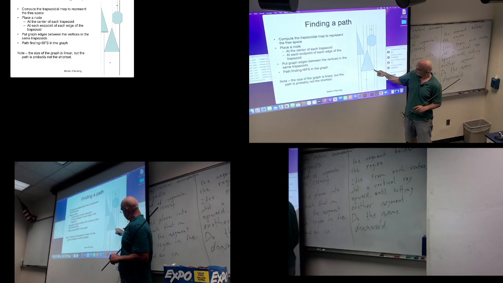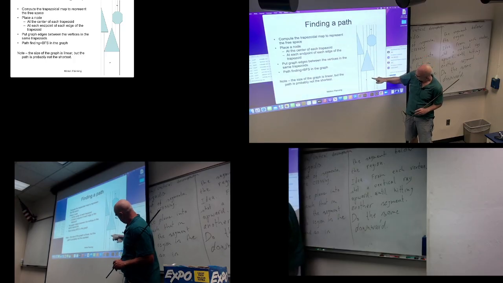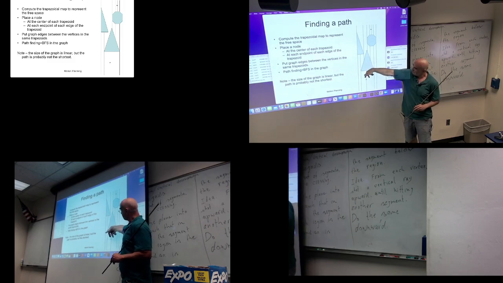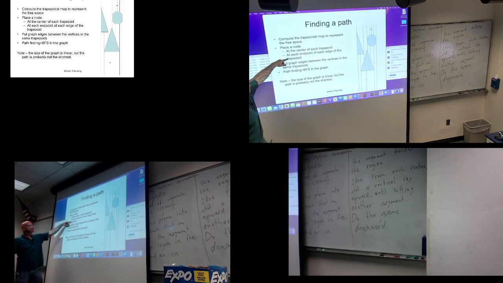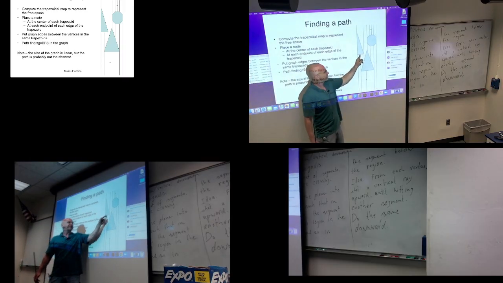So from every vertex, shoot a ray up, shoot a ray down. What do you do next? Look at two neighboring trapezoids, create an edge between them. If two trapezoids share an edge, they are neighboring. Put a vertex at the center of each trapezoid, and at each endpoint of each edge of the trapezoid, put a vertex as well.